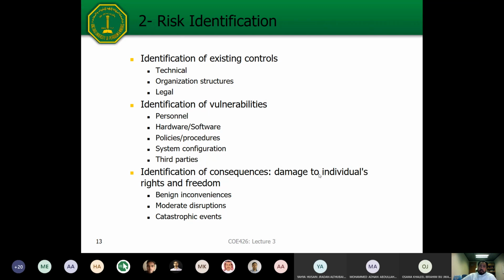So I think the point here is that risk identification needs to be looked at holistically, from different aspects, not only from the technical level. That's why risk assessment or risk management is a continuous process. It's not only done before the project, but also during and maybe after delivering the project.